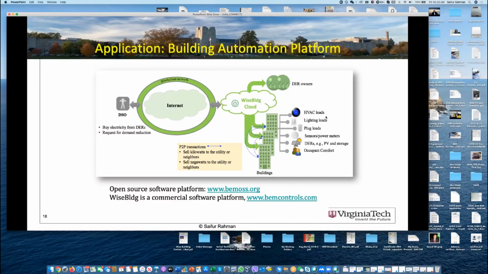Example of what I call a building automation platform, which is where I talked about the wise building just now. The wise building is a building level platform which talks about the heating, cooling load, lighting load, plug load, sensors, rooftop solar, storage, and occupant comfort, meaning temperature setting. All of that information goes in, and then this building says, I want to buy power. How you decide how much you want to buy for the next hour is done by calculating all these loads and supplies. Then it goes to the internet where the bidding happens. DSO make this thing work.